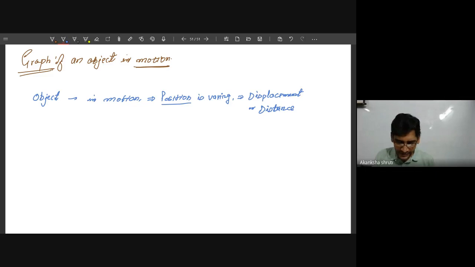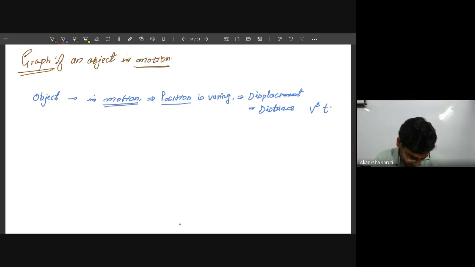So displacement or distance is because of the motion of an object. So how is the graph of that object? It means the displacement varies with time. When the displacement is plotted with respect to time, then how is that plot? It means at different times, what are the different positions? From that we will calculate, or even we had calculated, the displacement.